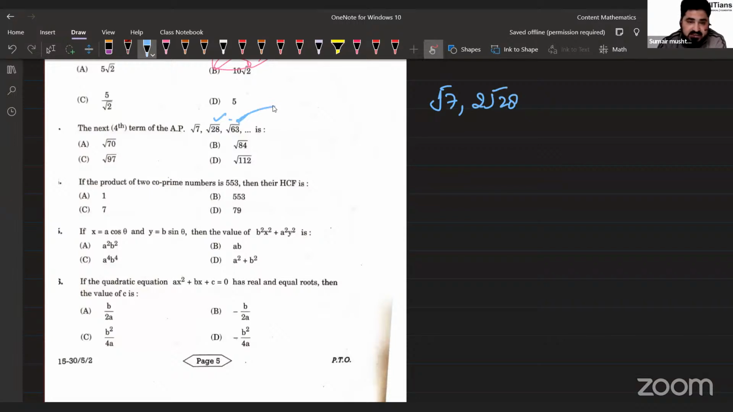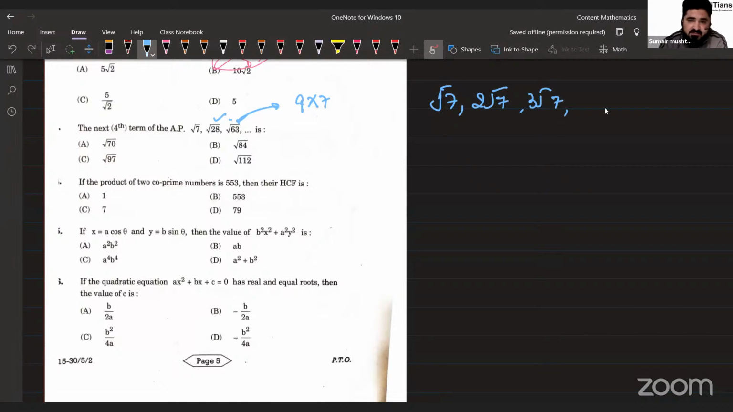And this number is 63. It can be written as 9 into 7. When it is 9 into 7, I will take the root of 9 outside. This is 3 root 7.